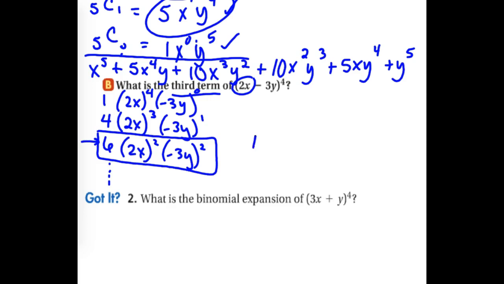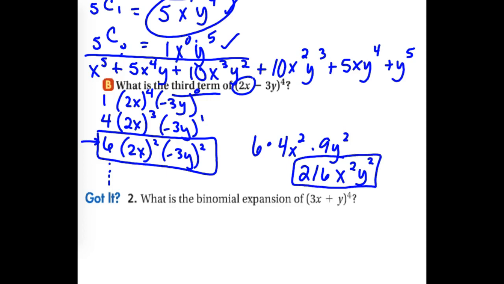All right, so we have 6 times what? 2x, if I square it, becomes 4x squared. What's negative 3y squared? 9y squared. Okay. So in terms of my variables, I'm going to have an x squared, y squared. Okay. What do I get for my front numbers? What's 6 times 4 times 9? Okay. So this would be the third term of my whole big polynomial.